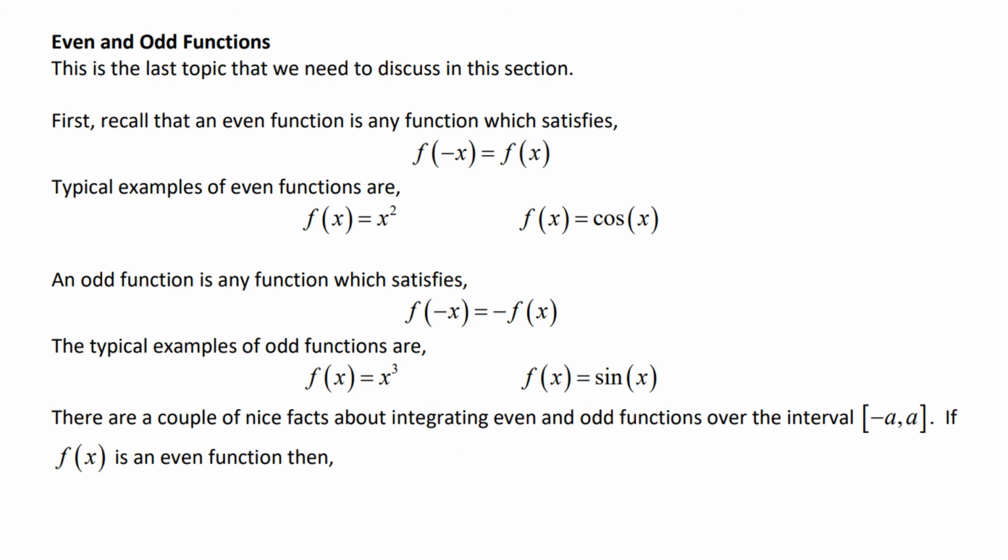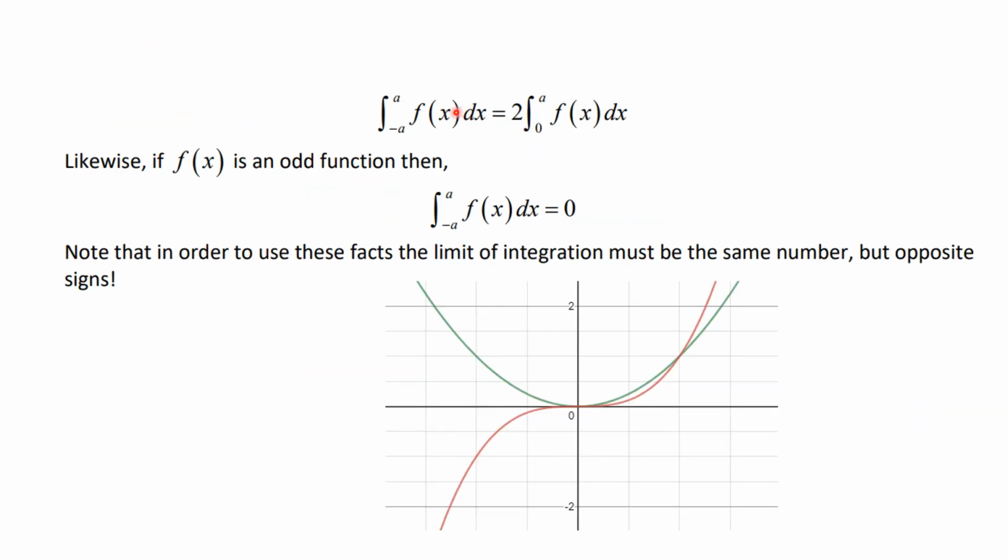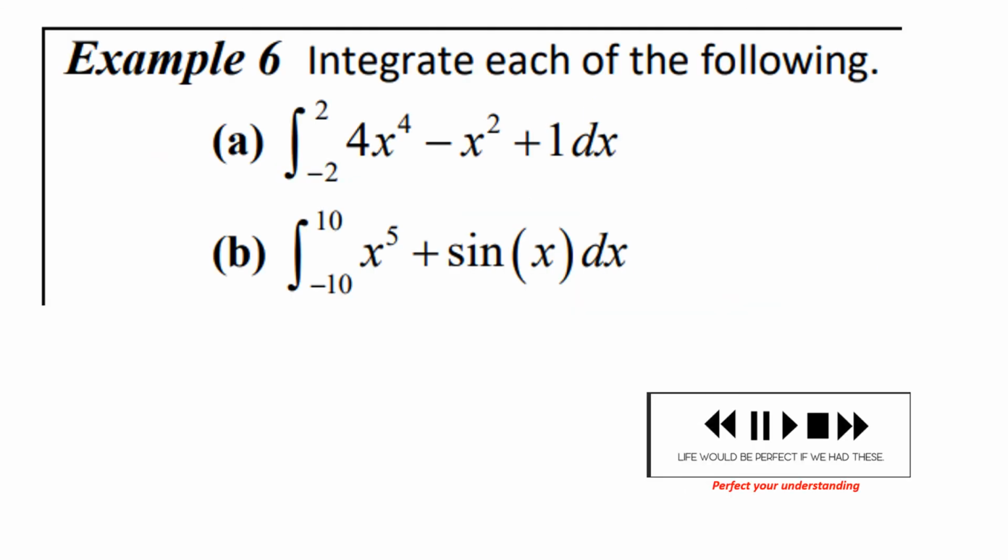Well, it turns out that if you're integrating over a symmetric interval, the integral from minus a to a of the even function is just going to be twice the integral from 0 to a. The reason you would want to do this is it's an easier calculation substituting in 0. Likewise, and the red function is an example of x cubed, if you go from minus a to a, it's going to be 0. And so if you have an even or odd integrand, you can exploit these calculation facts.